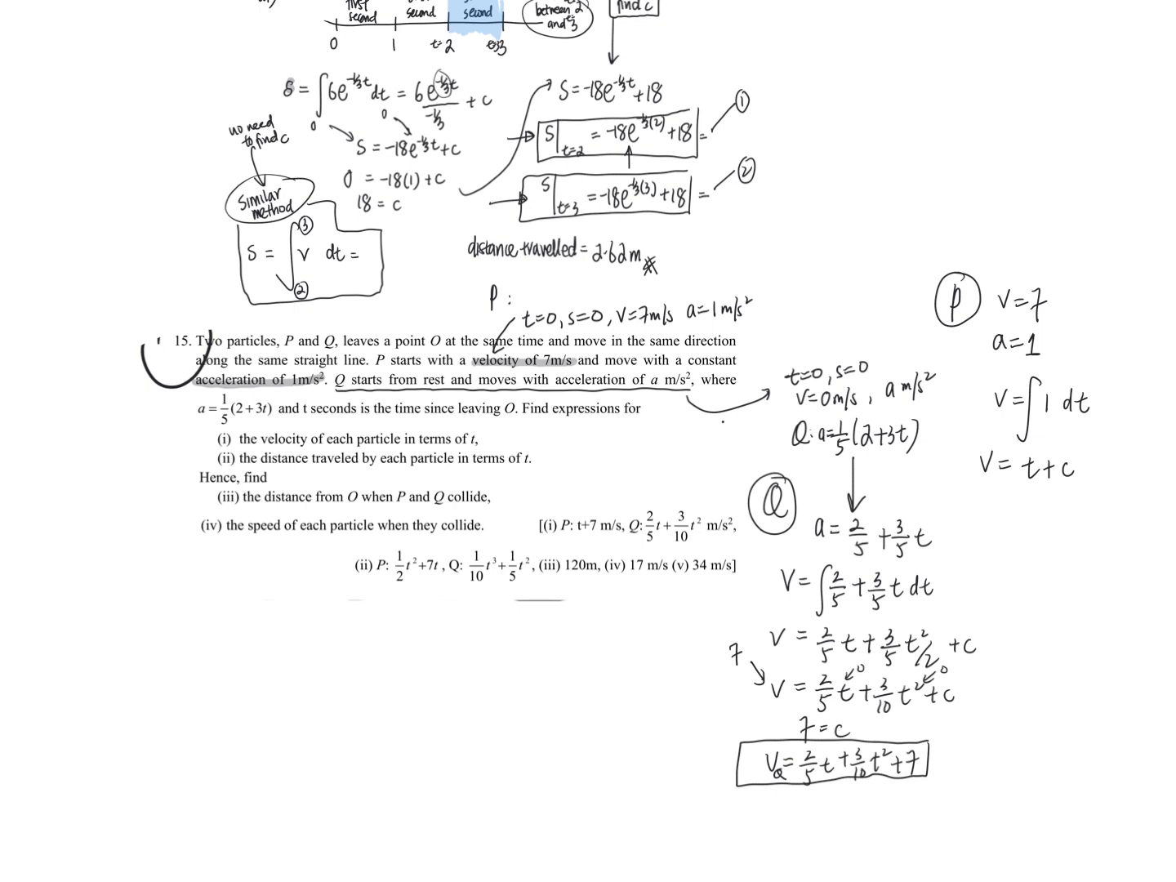Okay, so if I were to sub in this as 7, was it 7? Oh, this was at rest, my bad. Q was at rest, so C is actually 0, sorry. Okay, Andrew, sorry. So for P, C is 7, so v is t plus 7. These are the two velocities that you will get for P and for Q.